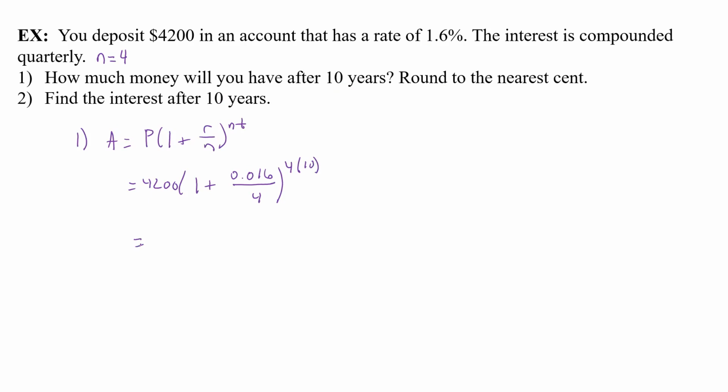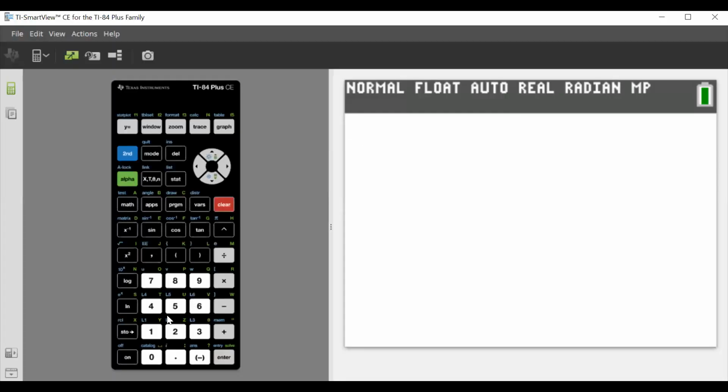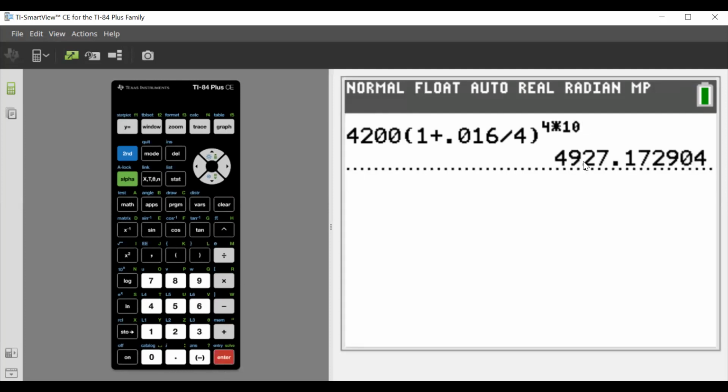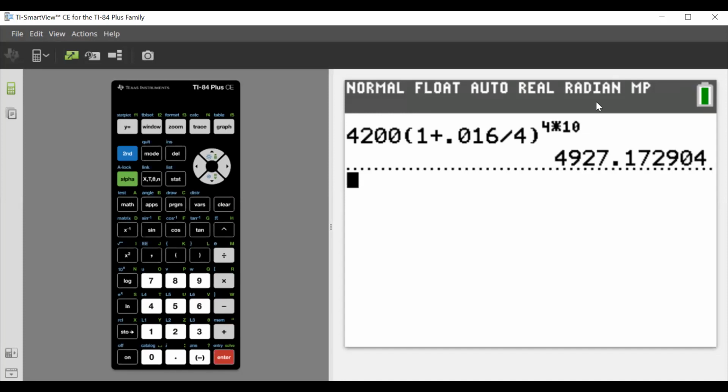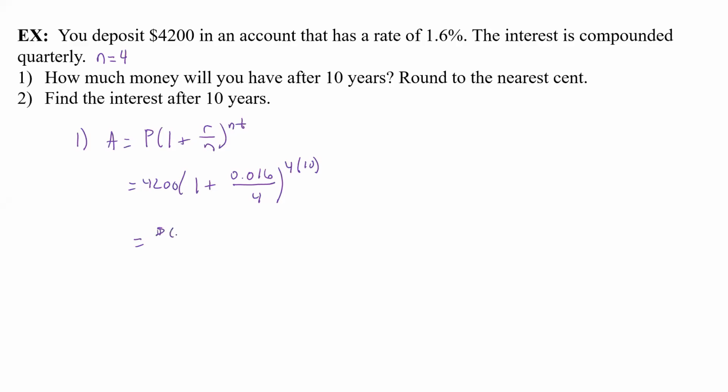Now we're going to plug all of that into our calculator. Let's clear that. So we have 4,200 times (1 plus 0.016 divided by 4), raised to the power 4 times 10, and then we say enter. And so we get $4,927.17. So we get $4,927.17. Now, how much interest did we get?